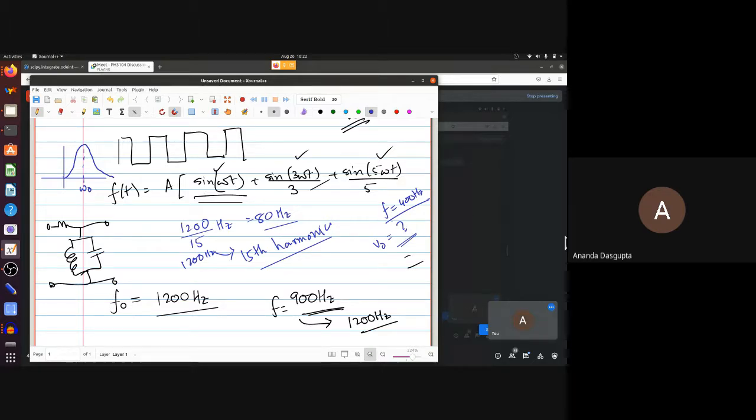Yes? Okay, let me give you part of the answer. At 400 hertz, the output will look like a sinusoid. But what will the frequency be? Sinusoid of what frequency?